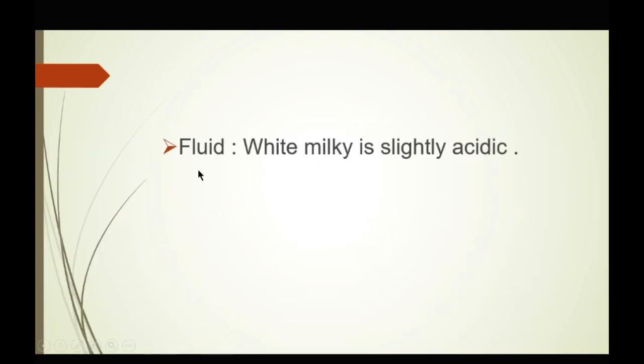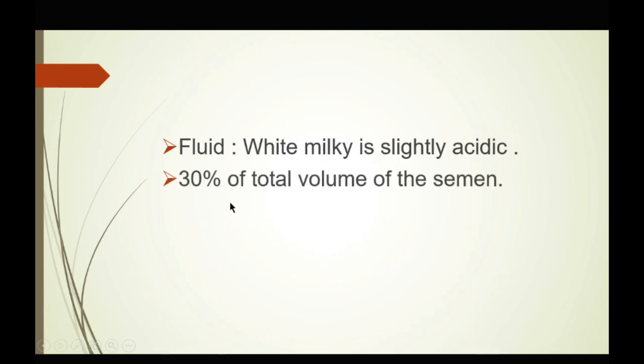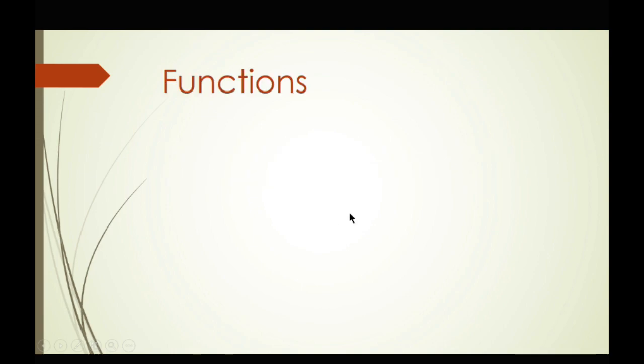The prostate gland secretes a fluid, and that fluid is white, milky in appearance, and its nature is slightly acidic. We have seen in the case of seminal fluid that the seminal vesicle secretes 60% of the total volume of the semen. Here, the prostate gland secretes a fluid that comprises 30% of the total volume of the semen.